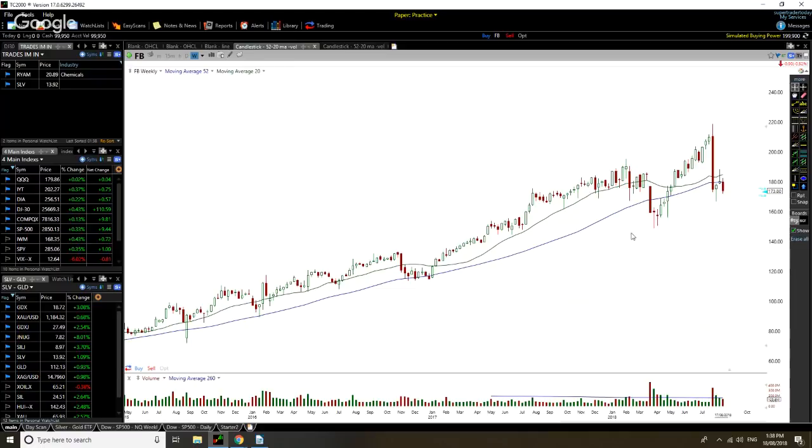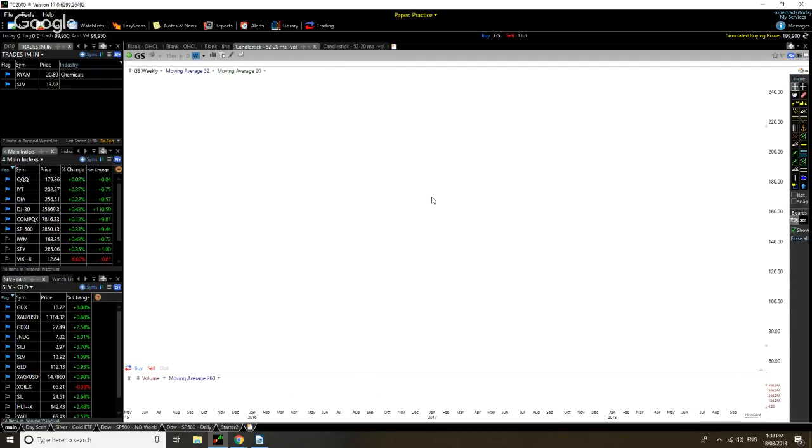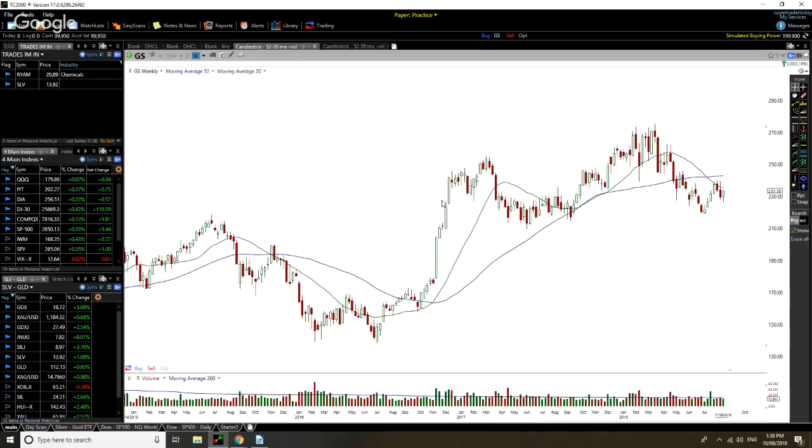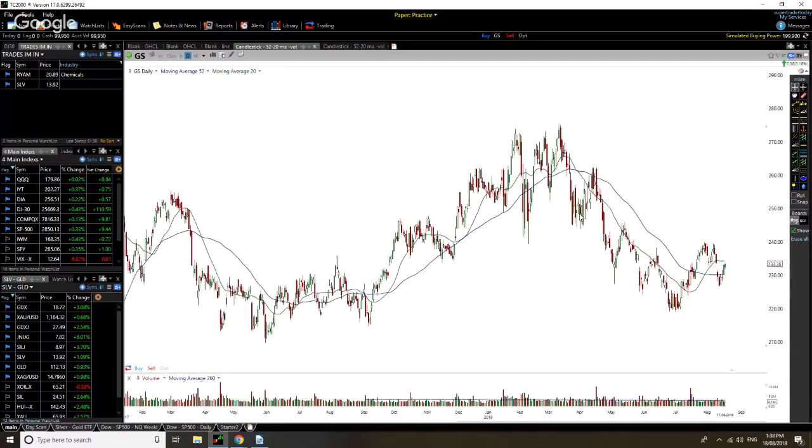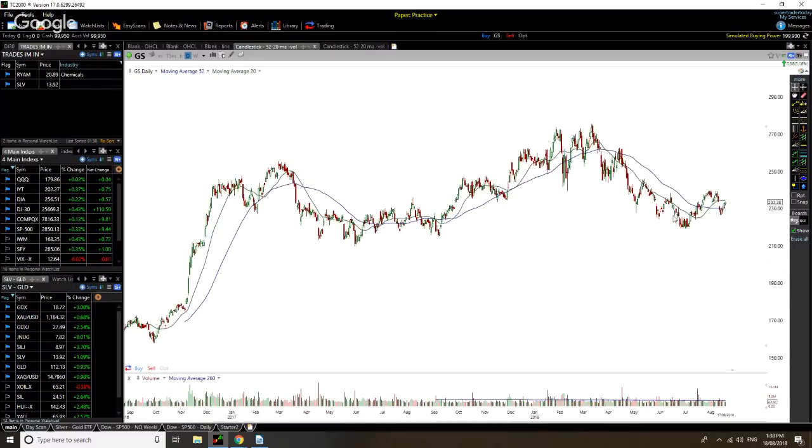So even if we're getting lower highs and lower lows, like for example, if we go back to Goldman Sachs here for a minute. So Goldman Sachs. As you can see here, if you're looking at Goldman Sachs, you can see this making lower highs, lower lows, all that sort of stuff.